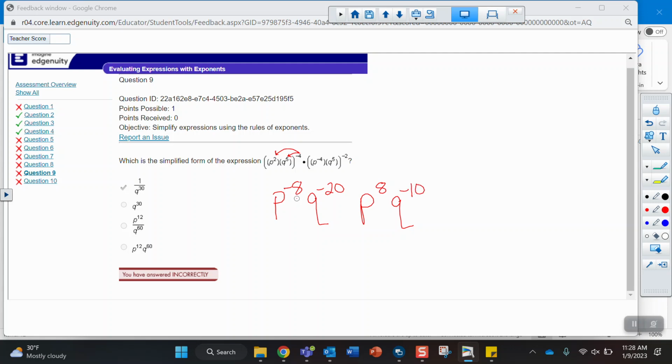So now really this is all multiplication. I could put dots everywhere. We're multiplying everything. And so we can add exponents on like bases. And negative 8 plus 8 is 0, and anything to the 0 power is 1, so those two kind of cancel each other out. Then we get q to the negative 20th times q to the negative 10th, which is q to the negative 30th. And so now I have to use the reciprocal to make that exponent positive. Remember, it really means you're dividing by q 30 times. So there we go.